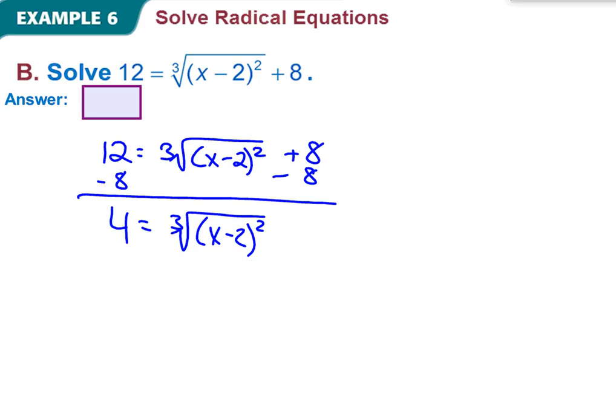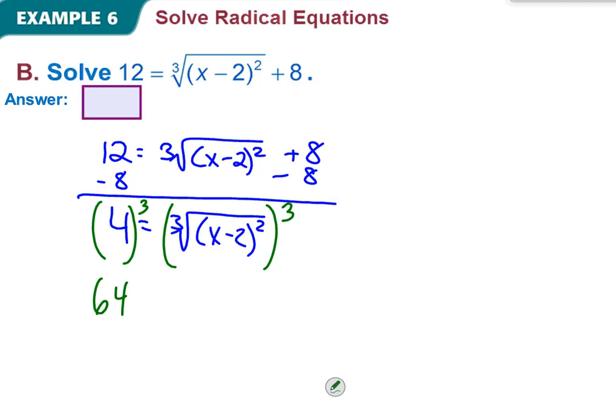Now, for this one, our big thing is to just get rid of that radical. Since it's a cube root, we have to do what with it? Cube it, right? So we'll cube this side, we'll cube that side. This stuff that's inside just is going to stay the way it is. 4 to the third, 4 times 4 is 16, times 4 again, 64.